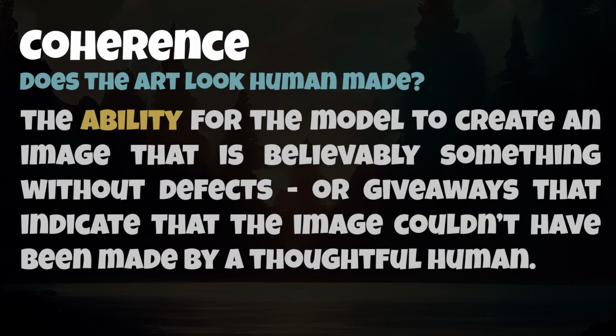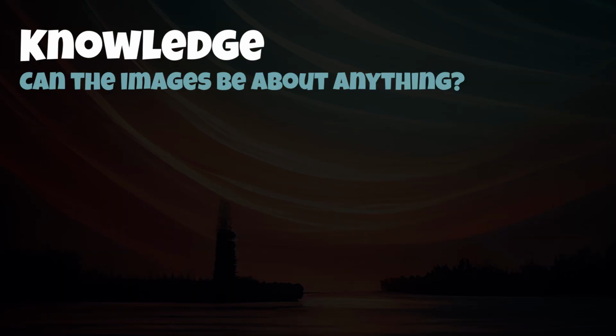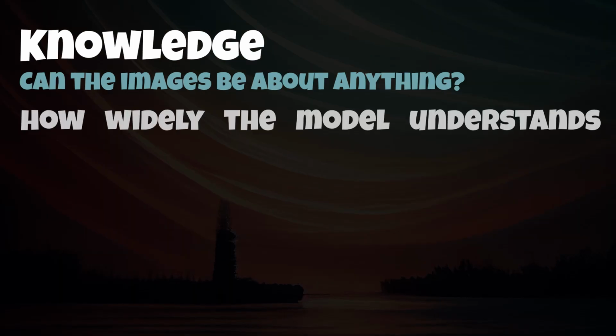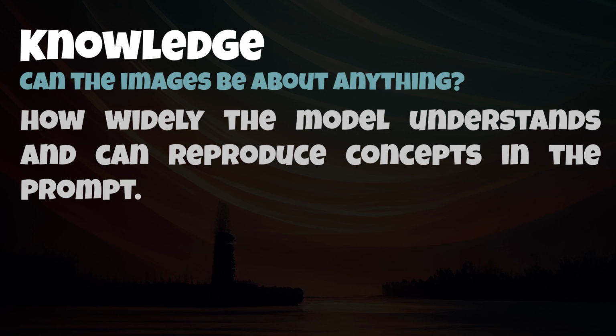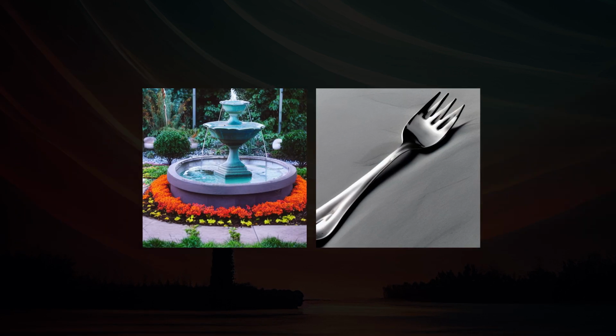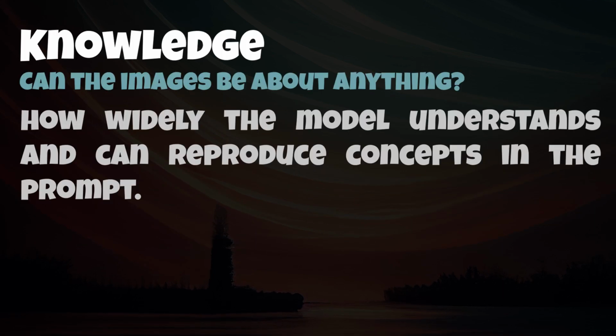Coherence is the ability for the model to create an image that is believably something without defects or giveaways that indicate that the image couldn't have been made by a thoughtful human. Knowledge is how widely the model understands and can reproduce concepts in the prompt. This is essentially how big the dictionary of people, objects, places, and styles the AI model actually has.